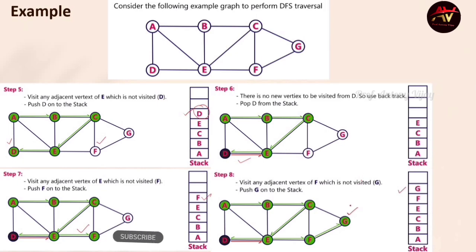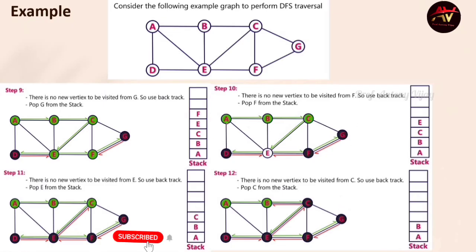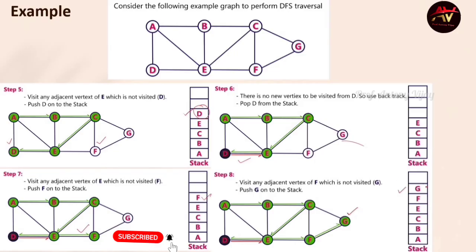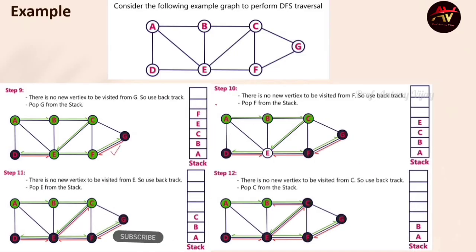Now after G, no more adjacent vertices, so we are going to apply backtracking. Backtracking means we have to go back. Already we came from F to G, so going back means G to F. I told you already, in the backtracking process the topmost element will be removed. In the previous step the topmost element is G. Now in the next step G is removed, and right now F is the topmost element.